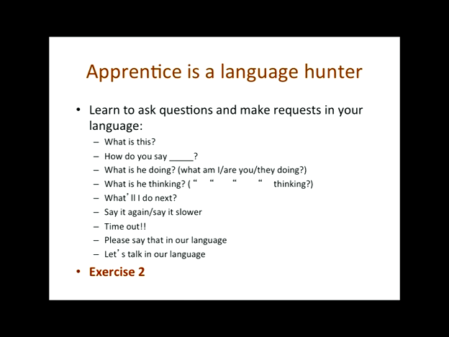So if you're doing an activity where the master is telling you what to do while you do it, like cooking, say, or washing clothes, you might want to learn how to ask, what'll I do next, just to elicit more language. And say it again, say it slower. These are very important language survival tools for the apprentice. The reminder phrases, let's talk in our language, or say that in our language. And some kind of frustration phrase, like I don't understand, or let's do something else, or time out for a while.